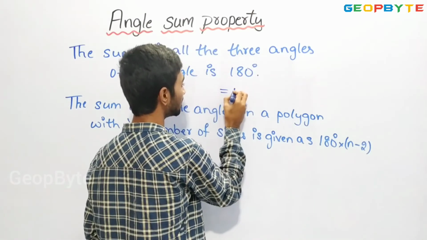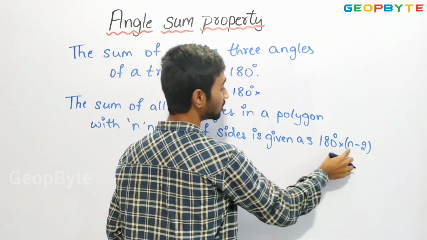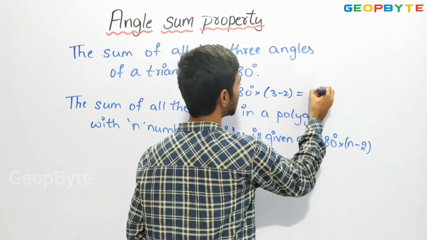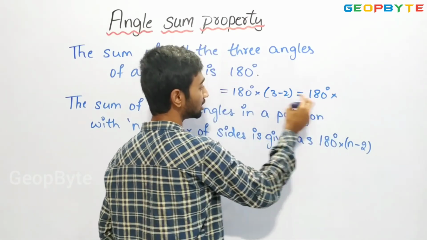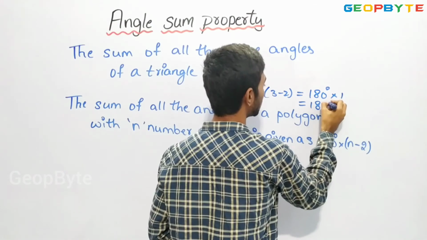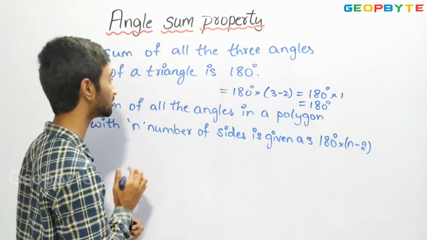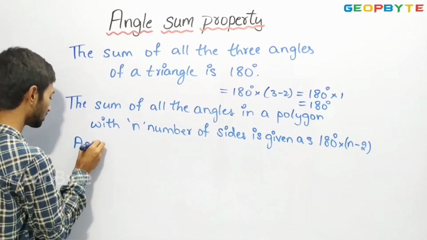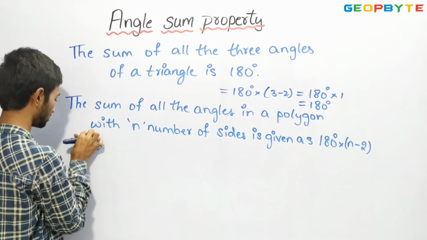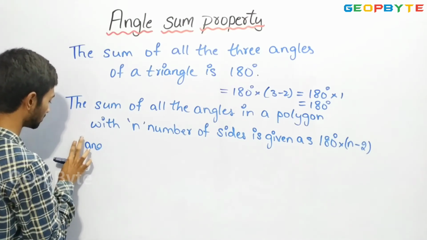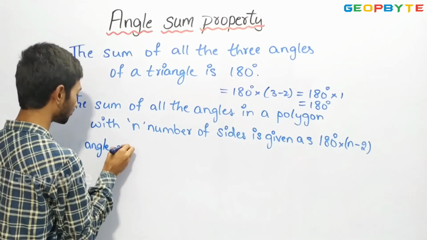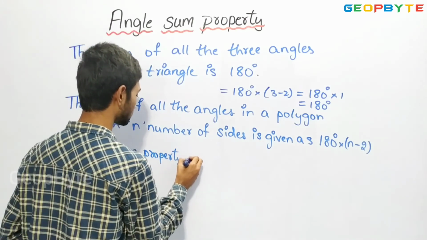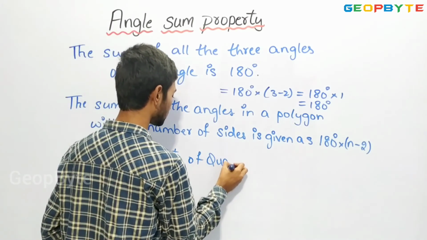For a triangle, 180 degree into, for a triangle we have three sides, so into 3 minus 2, that will be equal to 180 degree into 3 minus 2 is 1, so we got 180 degree. So we have obtained the angle sum property of triangle by this method. And angle sum property of quadrilateral.